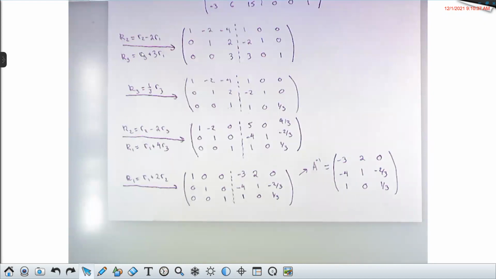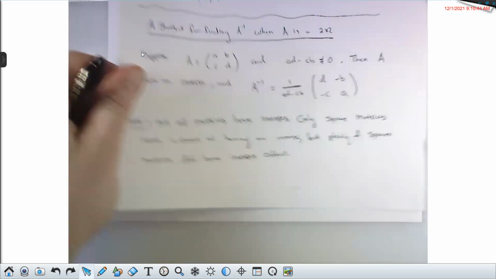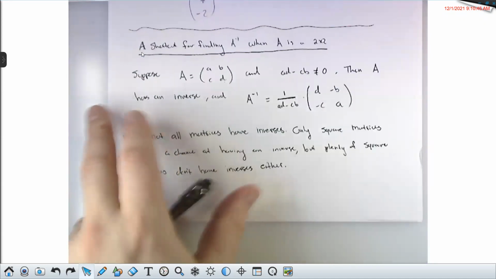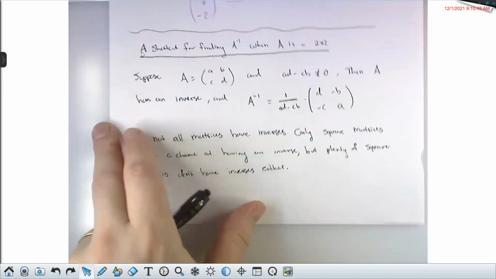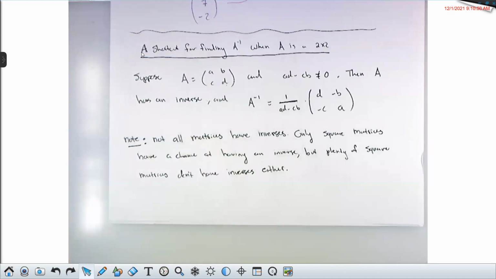Now, there is a tool for detecting whether a matrix is invertible or not called the determinant. But determinants really aren't something that belong in this class. I'm not going to push you on determinants. I am going to, content-wise, leave it here.